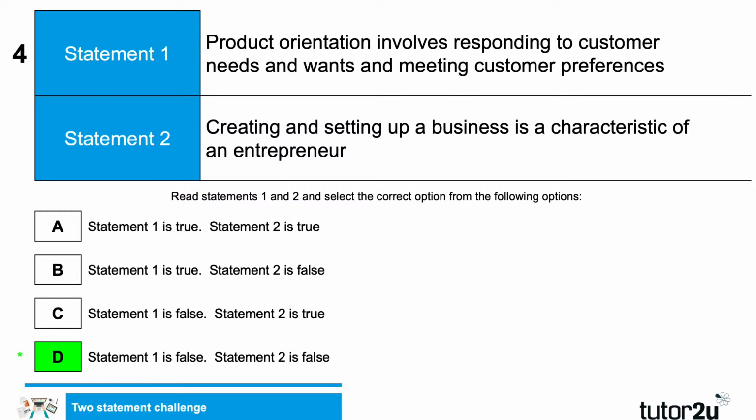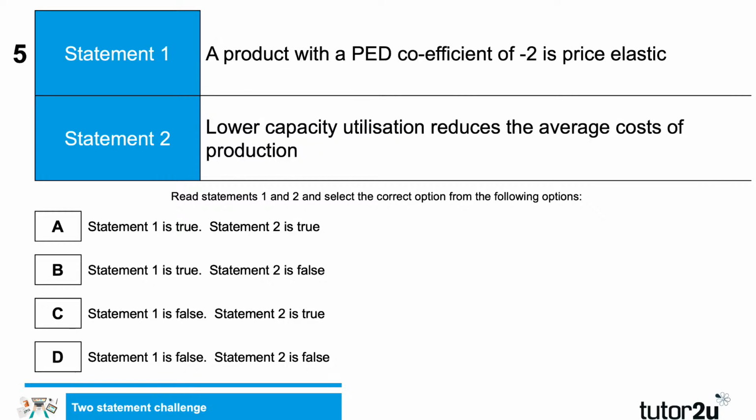Let's move on to the final MCQ, number 5. And we're going to look at PED. So a product with a PED coefficient of -2 is price elastic. Is that true or false? Statement 2, low capacity utilization reduces the average costs of production. Is that true or is that false? So A, B, C, and D are exactly the same as question 4. All you need to do is read those 2 statements and decide whether you believe they are true or false. And please type your answer into the chat window.